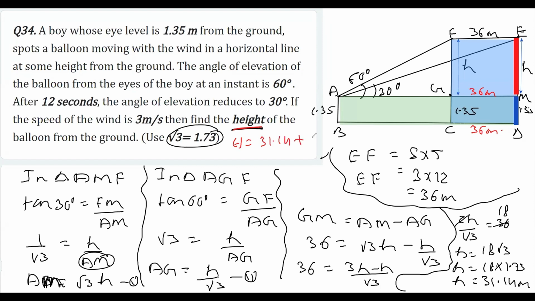plus 1.35. So we'll add them. If I add 1.35 to this, it's going to be 32.49. That's approximately 32.5. So therefore, I'll say that this is the height of the balloon from the ground.